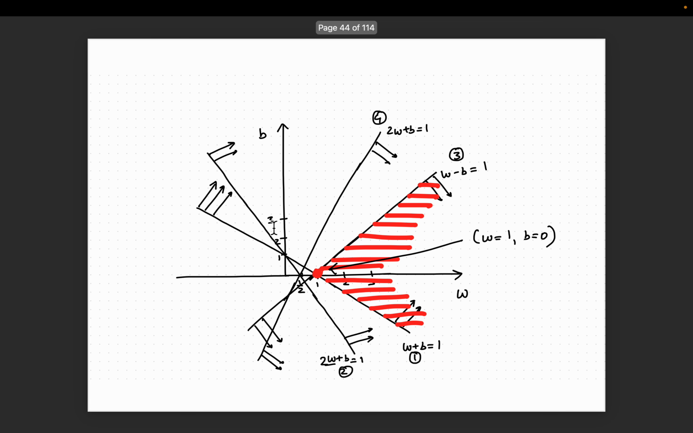These correspond to w equal to 1. If you want to minimize the w in the feasible region, it is w equal to 1. We could not have chosen w equal to 2, 3, etc. We choose w equal to 1. Correspondingly, we get b equal to 0.